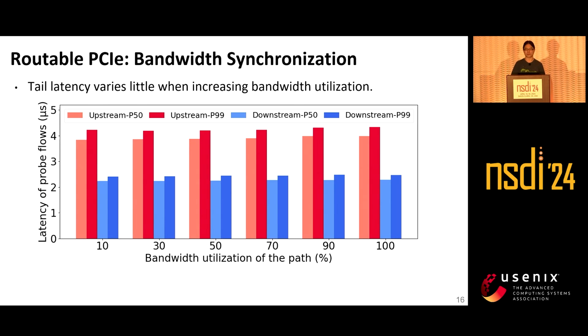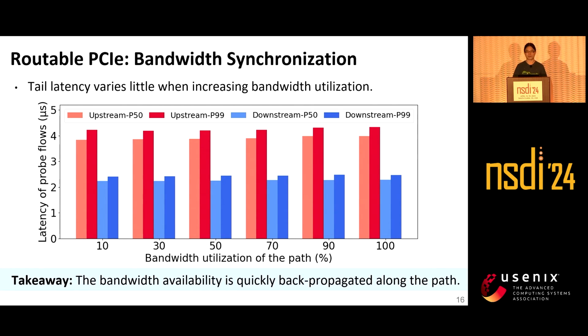Next, we will look at the bandwidth synchronization. We send out multiple flows in the path to utilize the bandwidth, and then we send out one packet probe flows with their latency measured. From this figure, we can see the tail latency of those probe flows varies little when increasing the bandwidth utilization. The thing we learn here is that the bandwidth availability can be quickly backpropagated along the path because there is little queuing effects in Routable PCIe fabric.